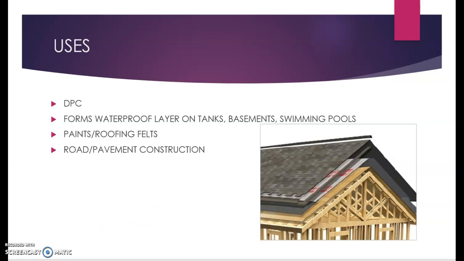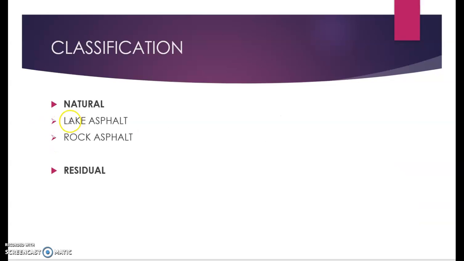Alright, next is classification. There is natural and there is residual asphalt. Natural asphalt is again divided into lake and rock asphalt. Lake asphalt is called so because it mainly originated from the lakes of South America, in Trinidad and some other places. It contains around 40 to 70% pure bitumen. The water content is around 30% and the rest are all impurities.